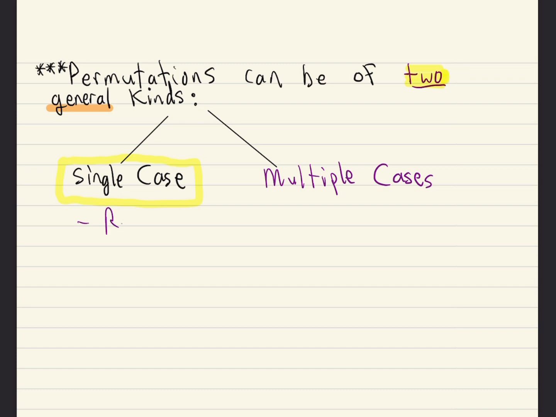One's where repetition is allowed. So we write repetition is allowed. And then the other category that has restrictions, and that would be where repetition would not be allowed, for example. So we're going to tackle a couple of problems from each case.